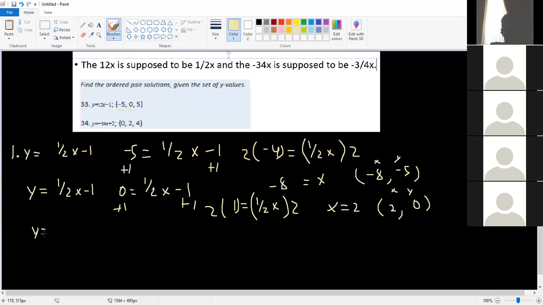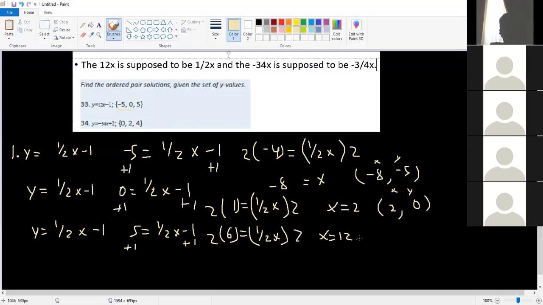For the last one, I'm just going to do it. Plug in 5. Add 1 on both sides. Get 6 equals 1/2 x. Multiply by the reciprocal. X equals 12. So the ordered pair is 12, 5. So these are the ordered pairs for number 33.